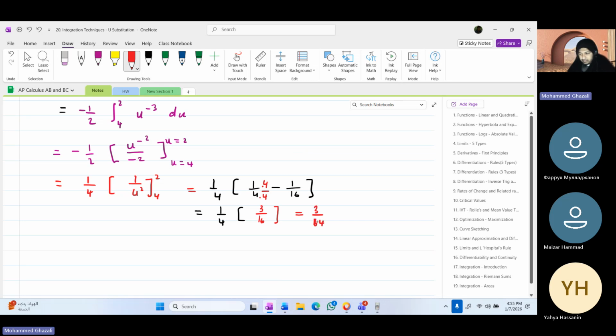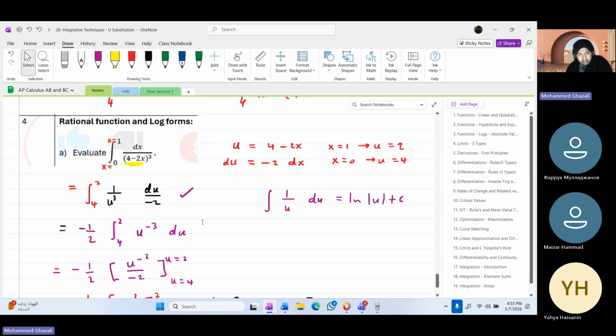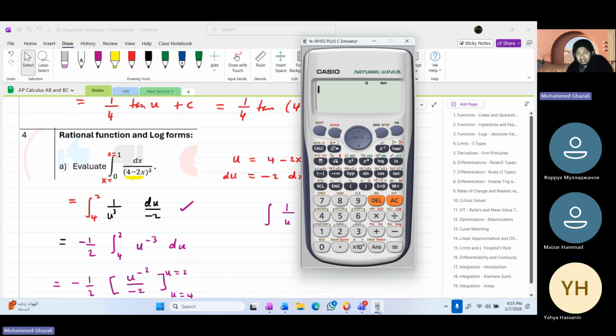You can double check this answer by putting the original function into the calculator. So you can just integrate like this, integral. You're allowed to use a calculator, and make sure you have this integral calculator with you. 0 to 1, I'm going to put the original function, right? So 1 over 4 minus 2x, close bracket, to the power 3. Everything looks good here. 3 over 64. Great. Teacher, are we good, guys?